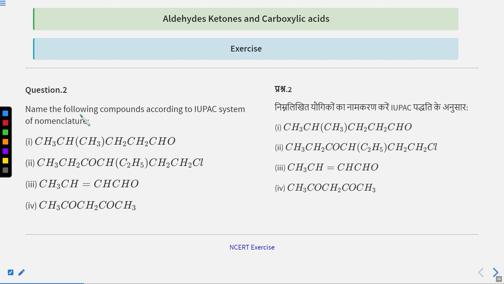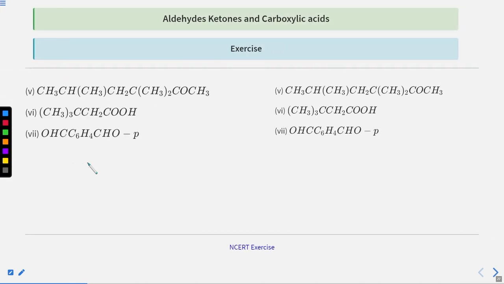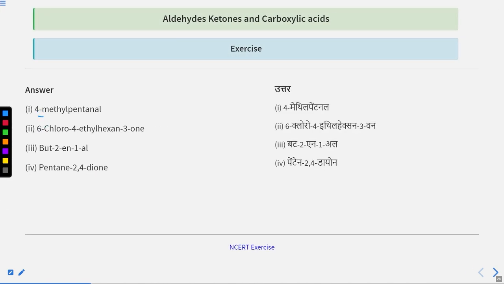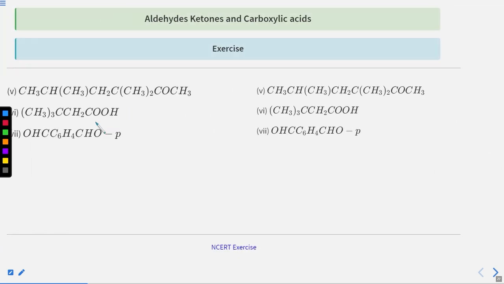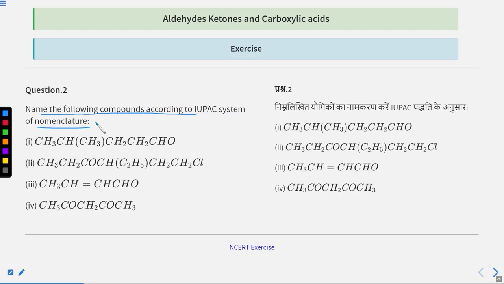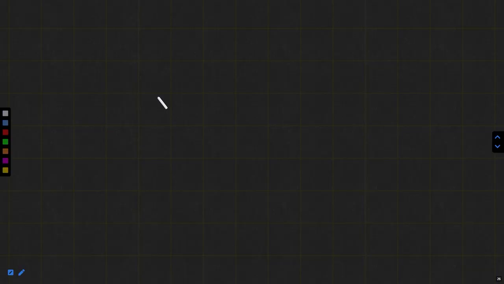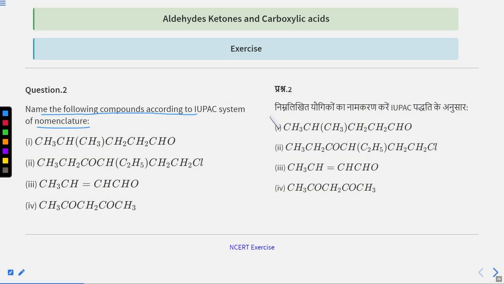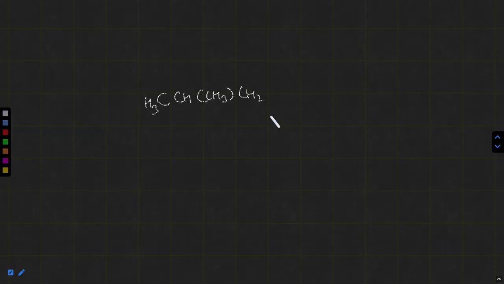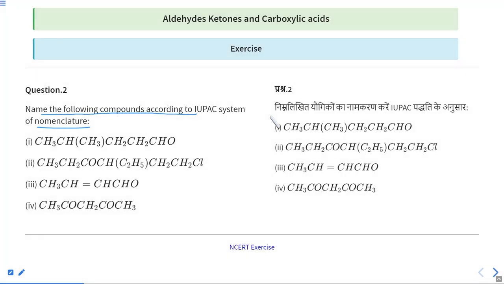Okay. Next question. What we have to do is name the following compounds according to IUPAC nomenclature. The first compound is this, 4-methylpentanol. So how do we name it? CH3, CH, CH3, CH2, CH3, CH, CH3, CH2. Then what we have? CH2, CHO.